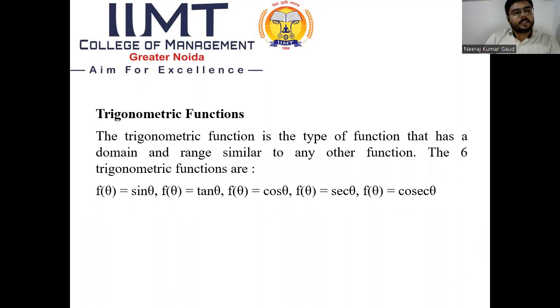Trigonometric function. The trigonometric function is a type of function that has a domain and range similar to any other function. The 6 trigonometric functions are sine theta, tan theta, cos theta, cot theta, secant theta, and cosec theta.